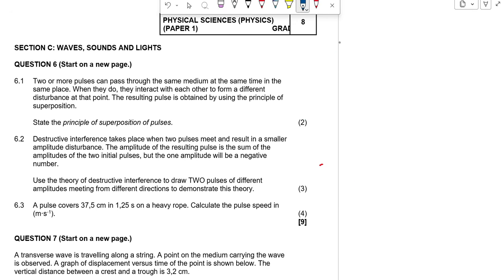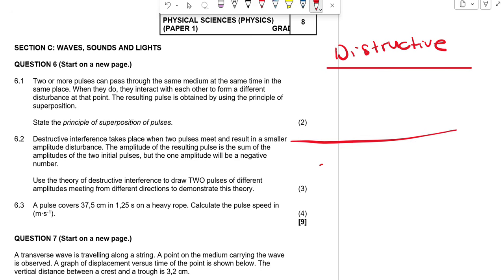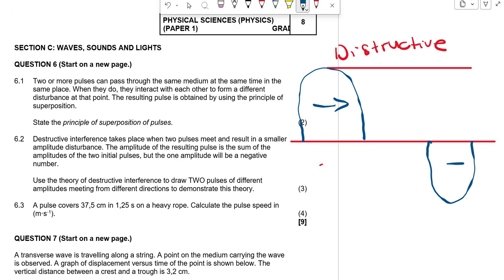Destructive. So, destructive means we will draw something like this. One will be coming this way, going to the right, and the other one coming this way, going to the left. You see? So this is the first thing to draw. And then now we want to draw the result. The result will be something like this. It won't be that big. This is our result.